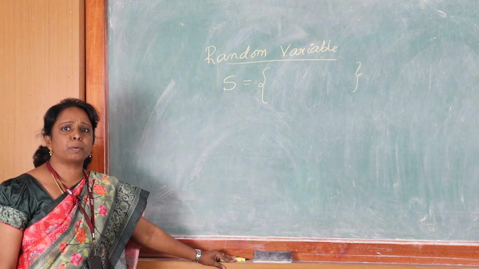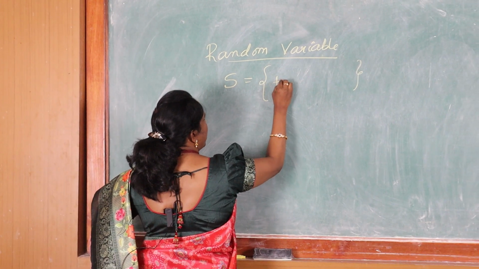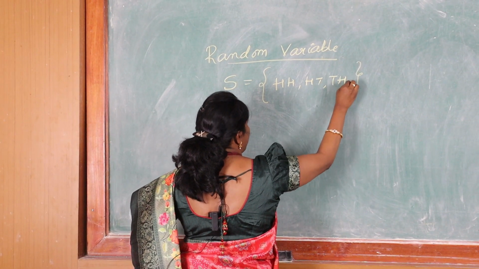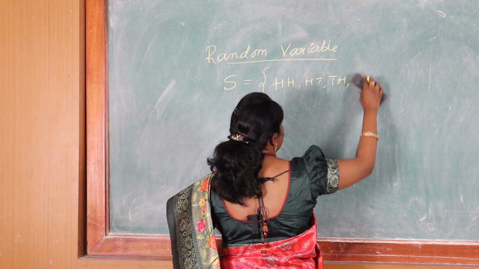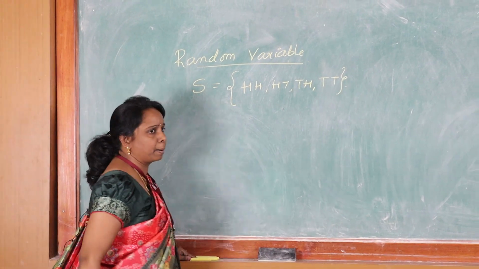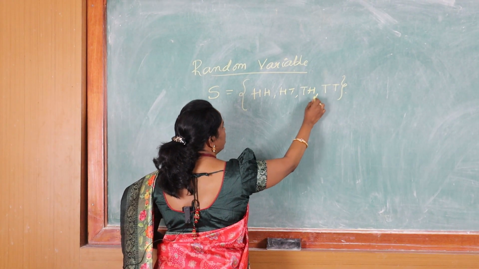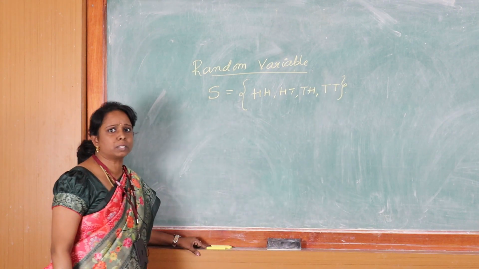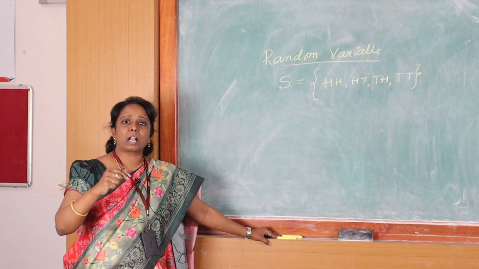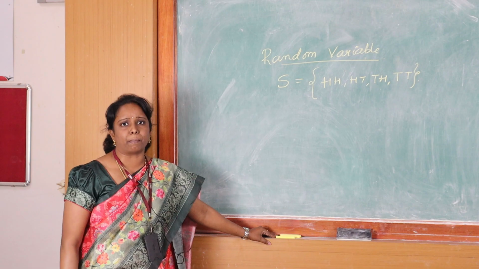So for a random experiment tossing two coins, the outcomes are labeled as head head, head tail, tail head and tail tail. These are the possible outcomes when tossing two coins simultaneously. This is one outcome, second outcome, third one, fourth one. All the possible outcomes are nothing but sample space. Now we will define the random variable based on the sample space.